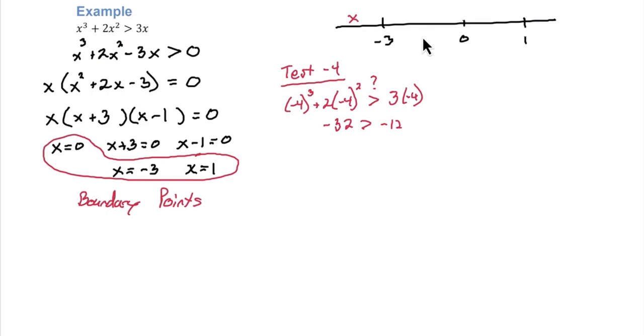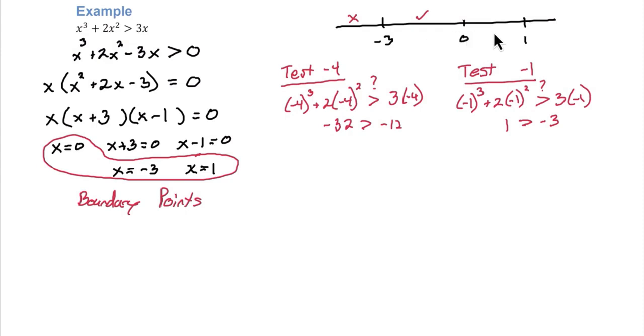Next, we'll test a point in this second interval. Any point you want, I'm going to choose negative 1. Again, going back to the original inequality, we have negative 1 cubed plus 2 times negative 1 squared. We're asking, is that greater than 3 times negative 1? Here we get 1 is greater than negative 3. That is a true statement. Make a note that that interval is good.